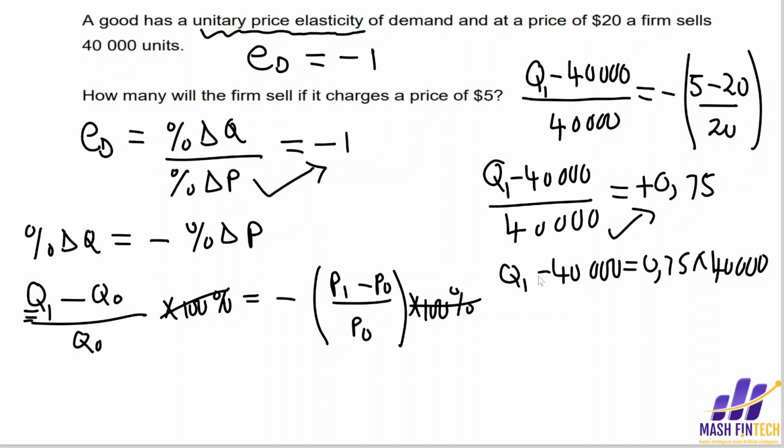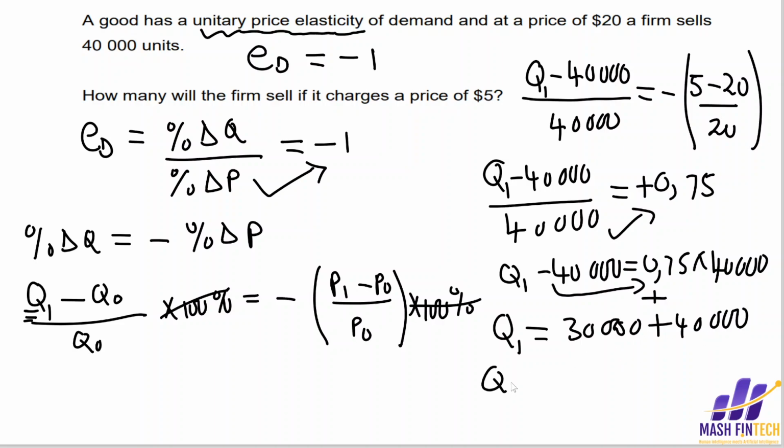And if we take this to the other side, it's a negative here, so it should become a plus. So the quantity Q1 is 0.75 times 40,000, which is 30,000, plus the 40,000 taken to the other side. We add these two, hence for a price of 5, we must get a quantity of 70,000. This is our final answer.